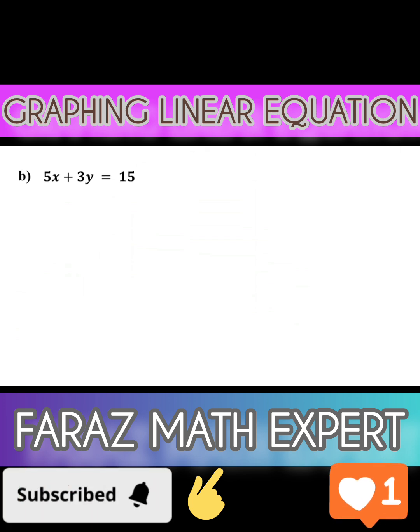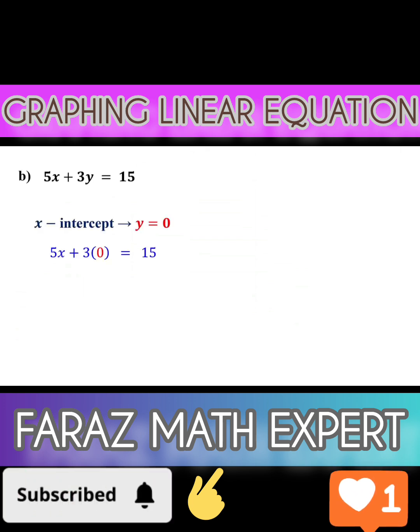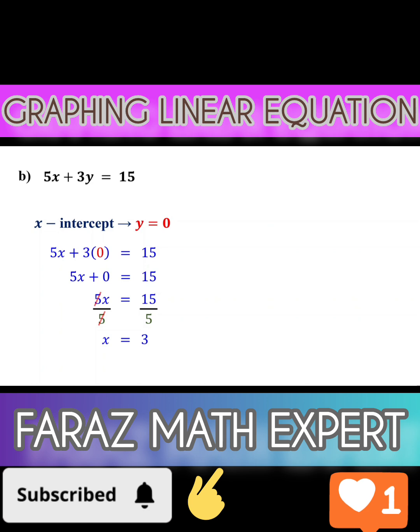First, find the intercepts. Remember, the x-intercept occurs when y is 0. So, set y to 0 and solve for x. This simplifies to 5x equals 15. If we divide both sides by 5, we find that x equals 3, right? So, the x-intercept is 3, 0.